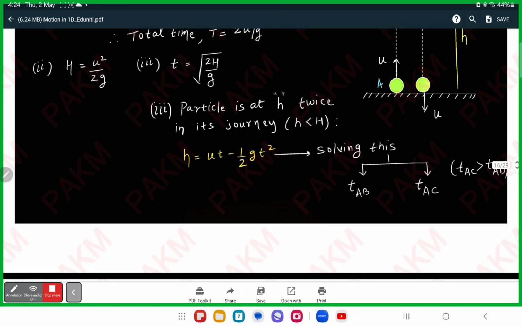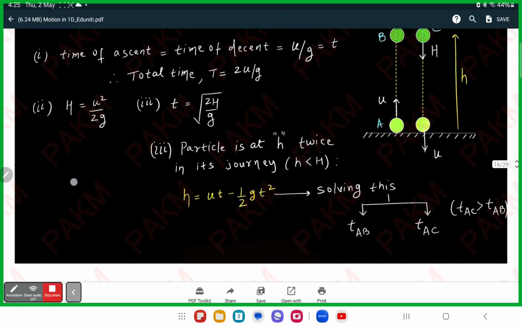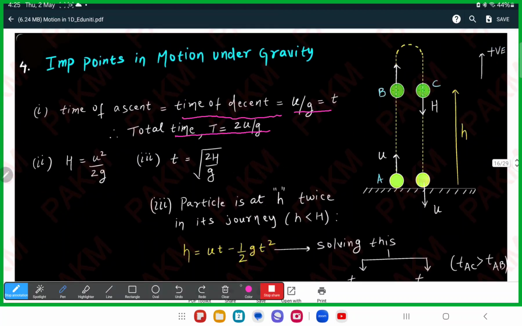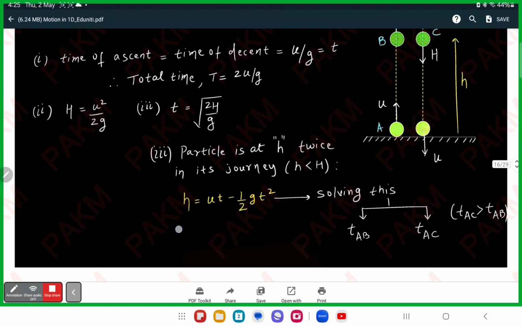Now, here we can say the particle is at height h twice in its journey. Right? How will the particle be there twice? Let's say this is a forward journey. If the particle starts its journey, it will move. This is the first time it will reach. Fine. And after returning, let's say it will once again move. So here we can say 2 times it will cross any point. So this is what they have written.